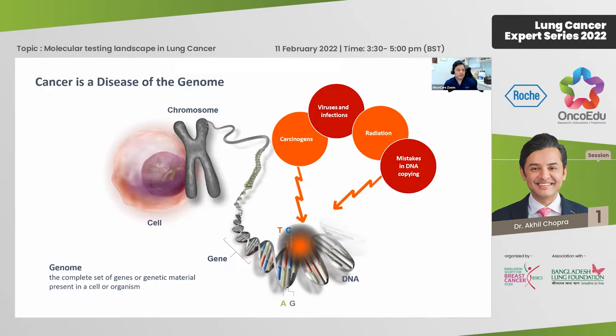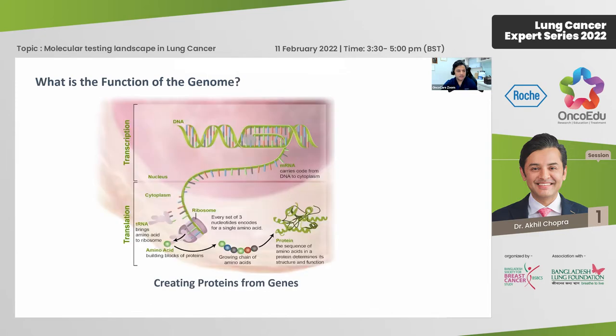We have known probably since the 60s that cancer is a disease of the genome. The genome can be defined as the complete set of genes or genetic material present in a cell or organism. As we go back to high school biology, we know that all of us are made up of cells, and a cell has a nucleus which contains chromosomes, which contain the genetic material. An insult to the genetic material, whether by carcinogens, viruses or infections, radiation, or just mistakes in DNA copying when our cells divide, can lead to alterations in genetic material and proteins, which eventually will lead to cancer.